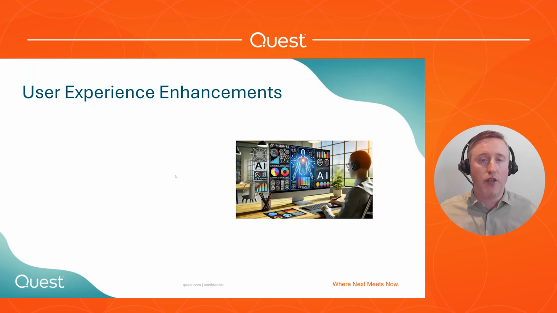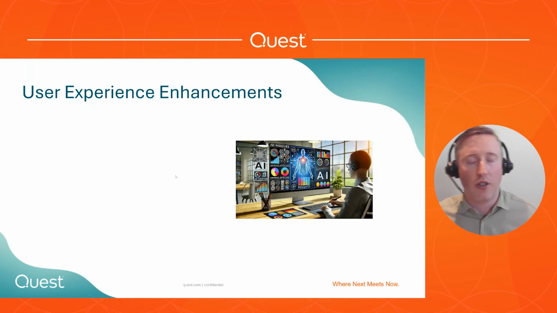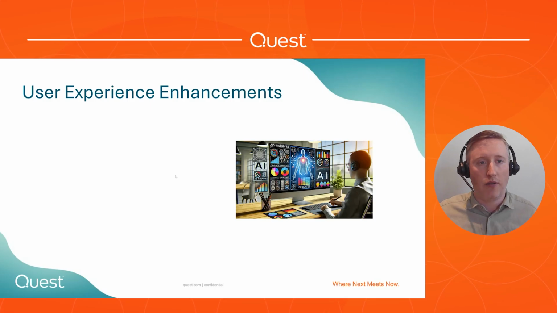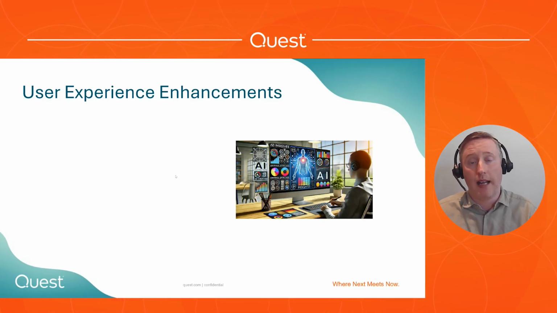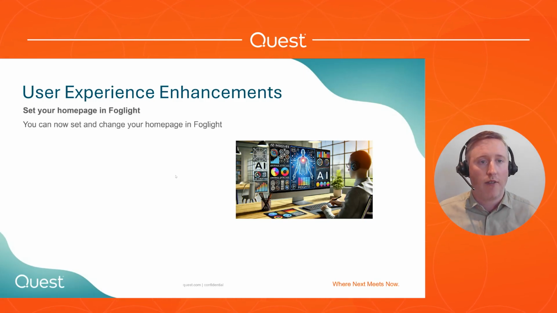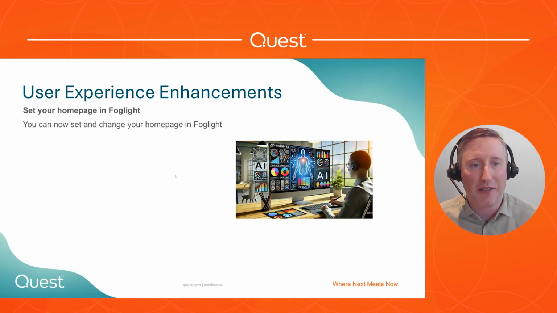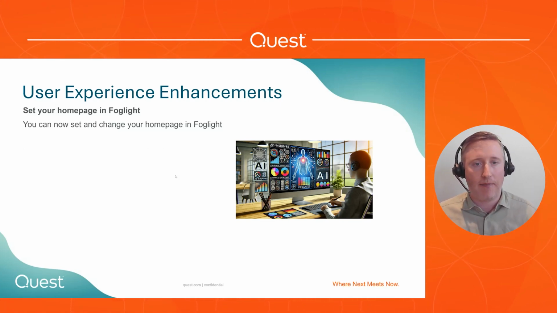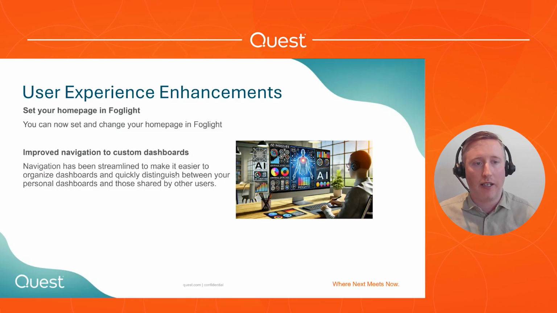Okay, so they're the new features I wanted to flag with you: AI alarms, Query Explorer, and those new Foglight management templates. There are also some user experience enhancements I want to introduce you to. So first of all, and finally, you can set your home page within the Foglight application. So you can set it and change it, which has been requested for quite a long time.